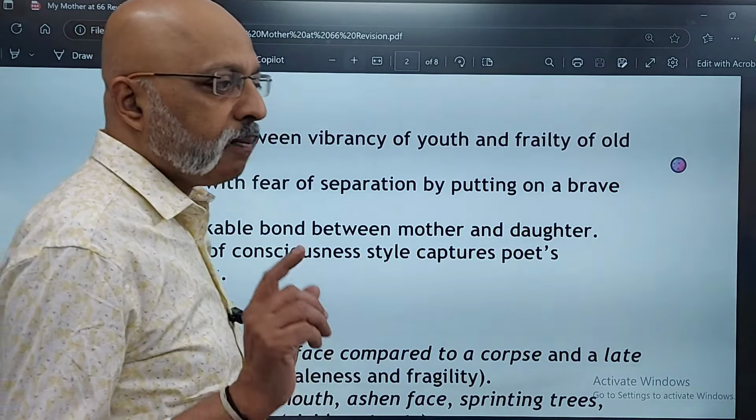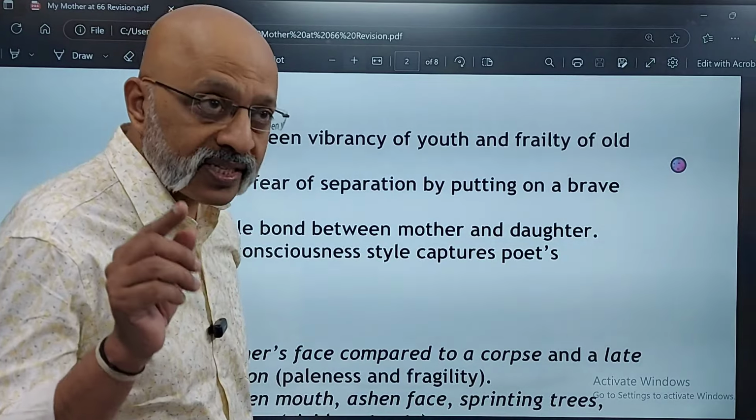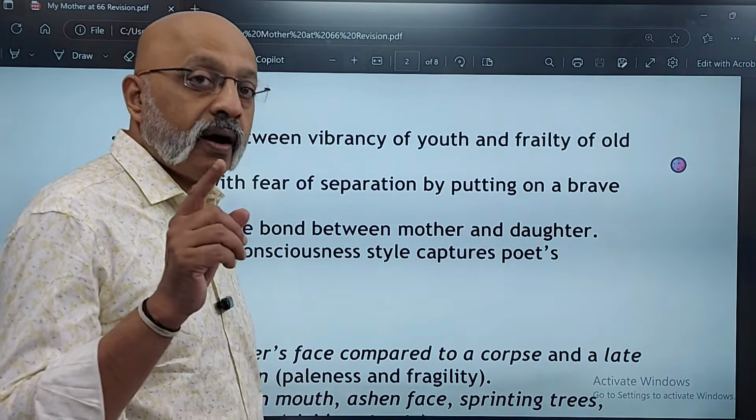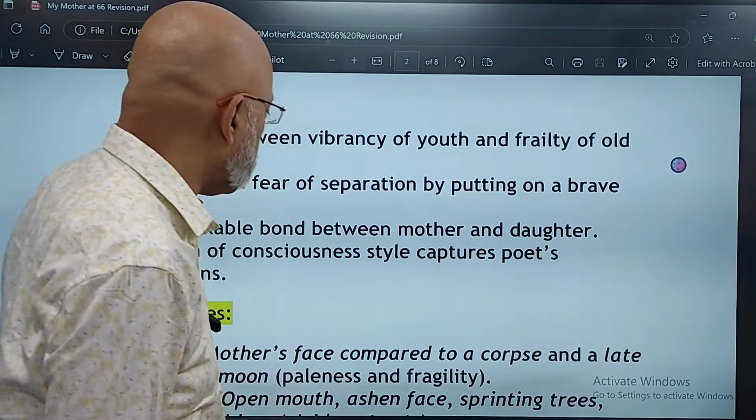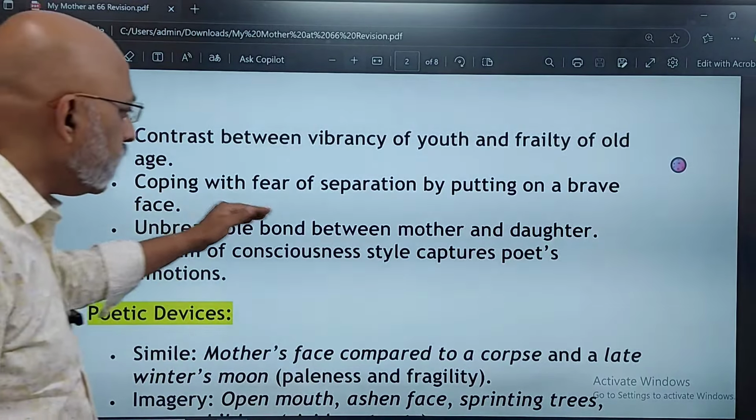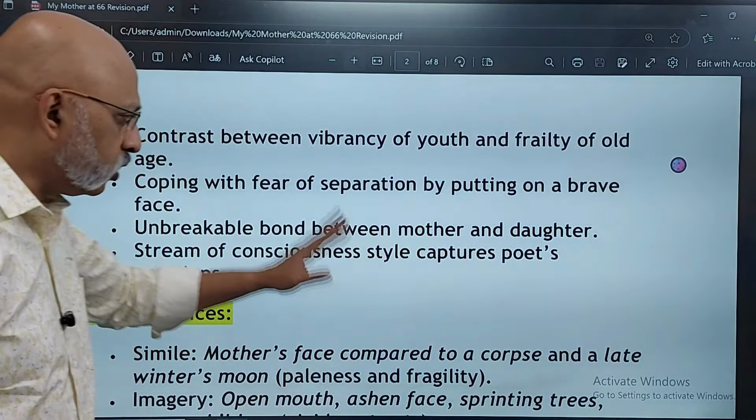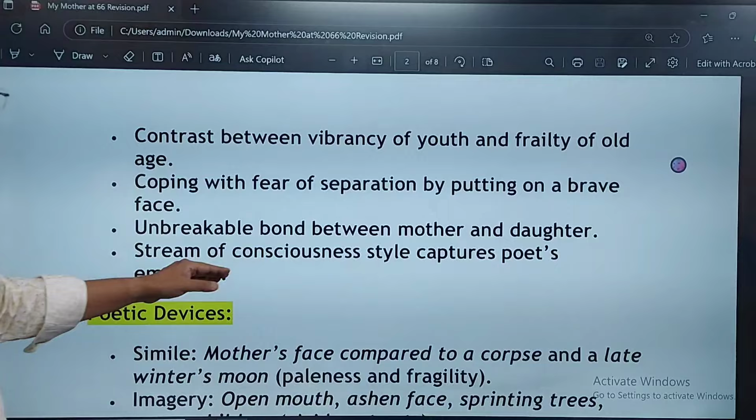There are no notes for this here, but many of the poem notes are there on the Study with Sudhir Instagram page reels. Okay, all of them were put many months back. So it's all there, so you don't have to worry. Unbreakable bond between mother and daughter. Stream of consciousness style captures the emotions of the poet.